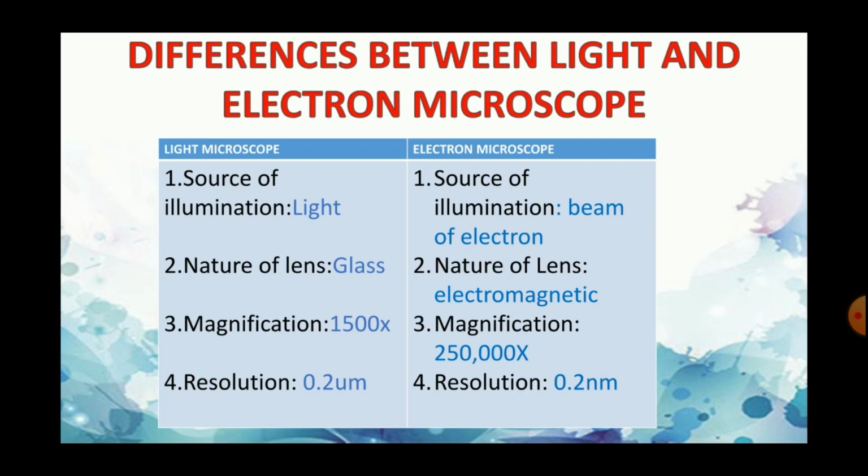Another difference is that in light microscope we can observe the life activities, while in electron microscope we cannot observe the life activities because in this the specimen is placed in vacuum chamber, and in vacuum life is not possible. Survival of a living thing is not possible in vacuum. That is why the life activities cannot be observed in the electron microscope.